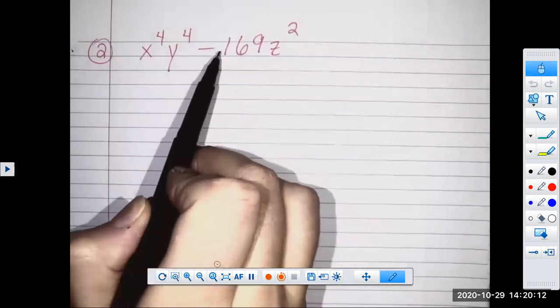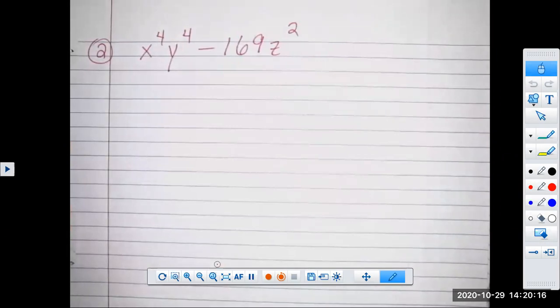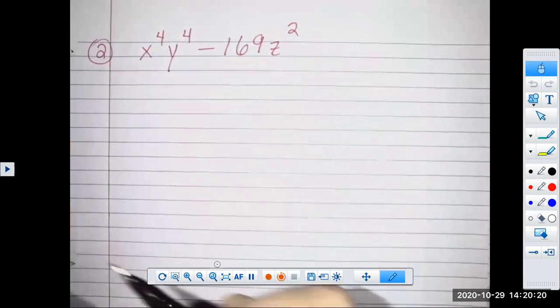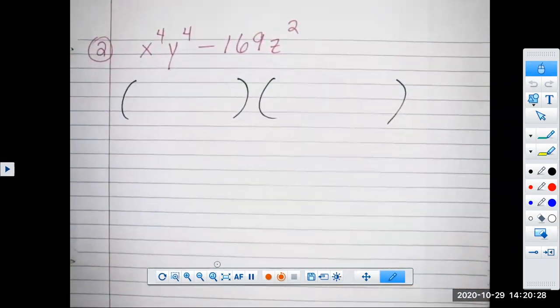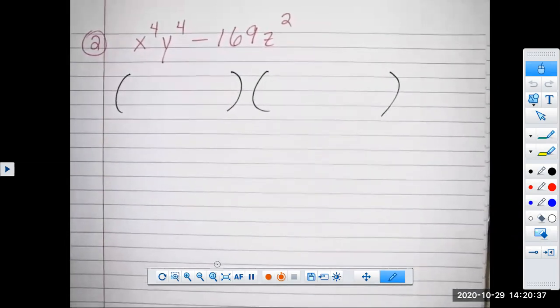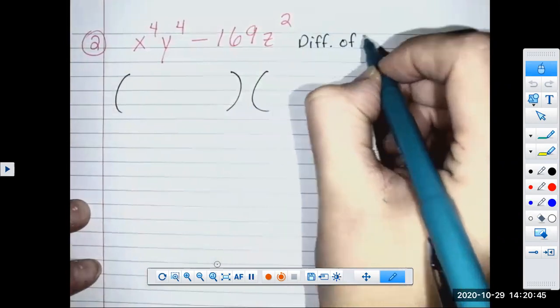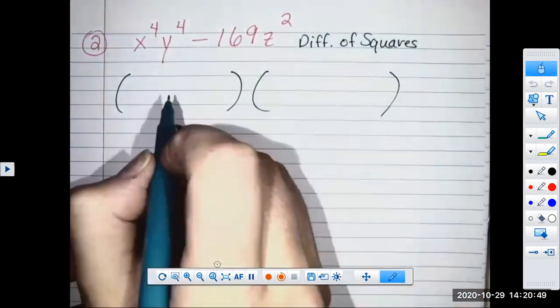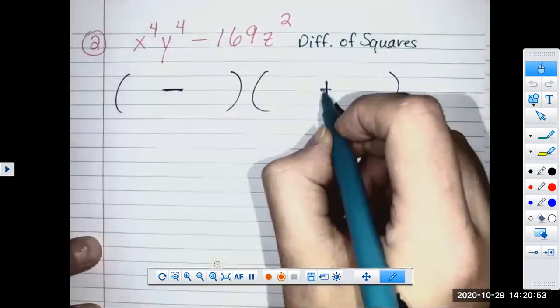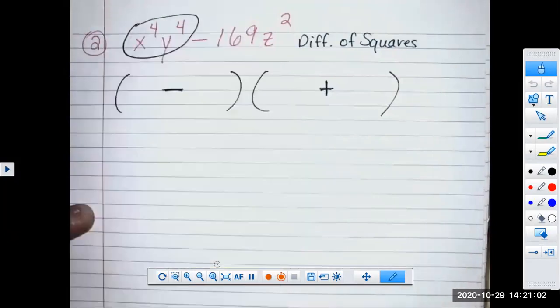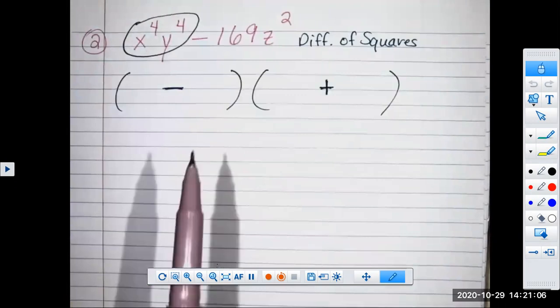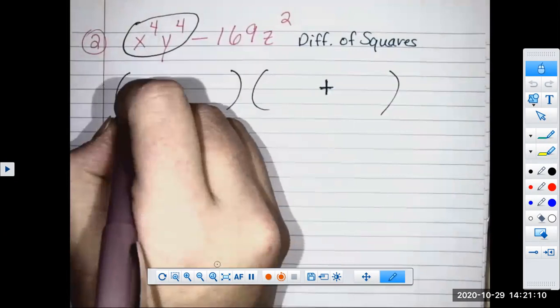This is a minus sign. All of your exponents are what? They're all even. Is this number a perfect square? Can you take the square root of 169? Yes, you get 13. So it is a perfect square. Okay, what are your signs? We know it's difference of squares. So what signs do we put in the middle? Good. And I'm just going to put a minus here and a plus here to show you that it does not matter what order. Okay, what is the square root of this part? Or if you just divide those exponents by 2 is really what you're doing. So what goes here and here? Good, x squared, y squared.